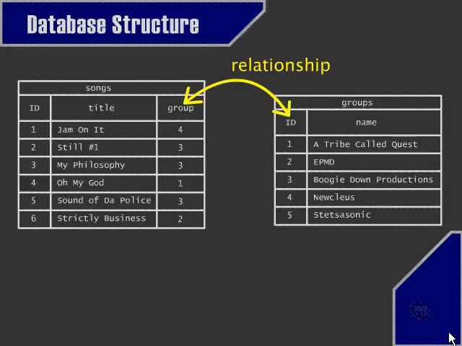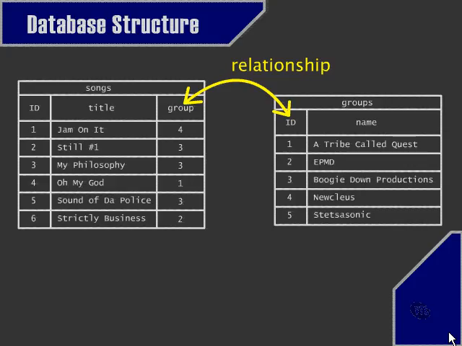And furthermore, if we realized that we had misspelt Boogie Down Productions, or we wanted to change that piece of data for whatever reason, all we'd have to do under this system would be to change the name in the groups table, and then when we came to pull data out about the songs, the group column would refer us to the entry in the groups table, and essentially the data would be corrected for all the songs in effect.